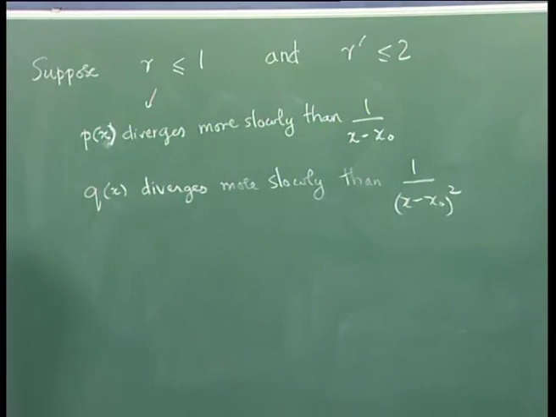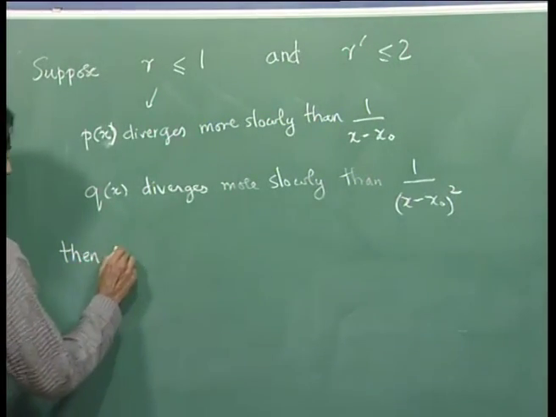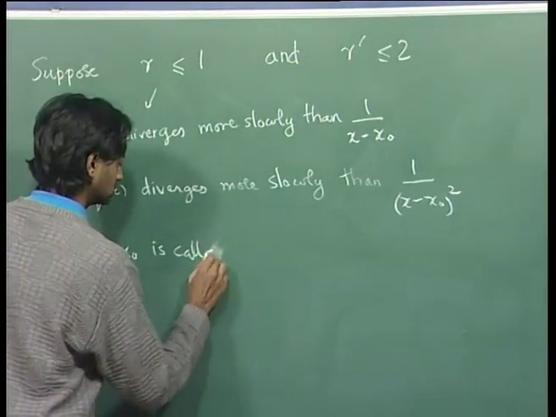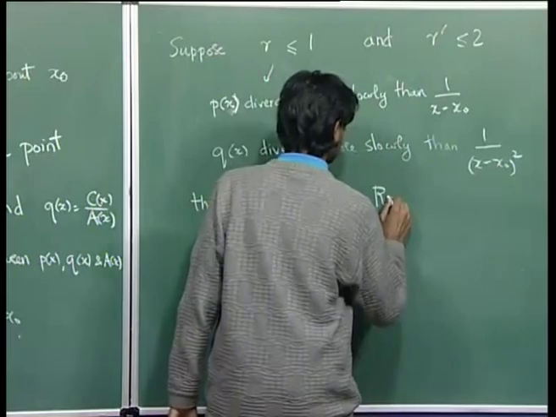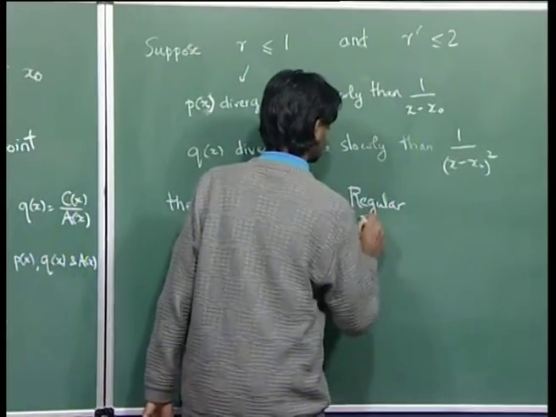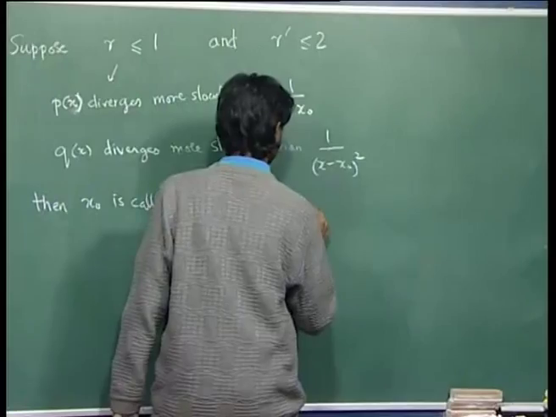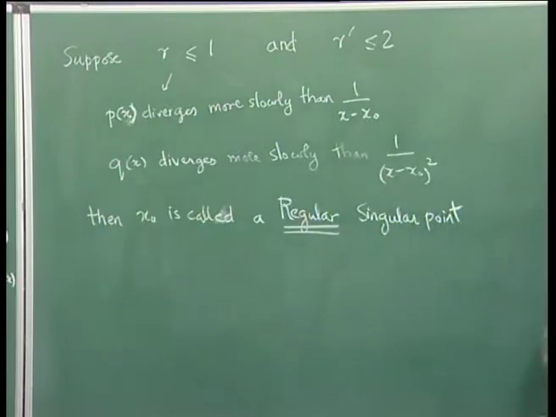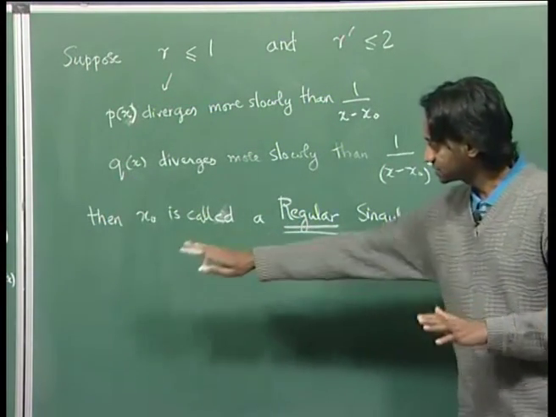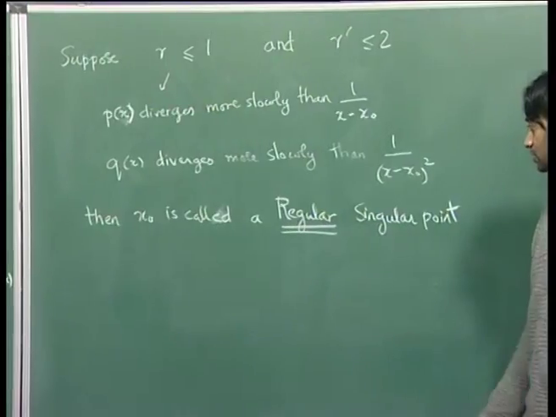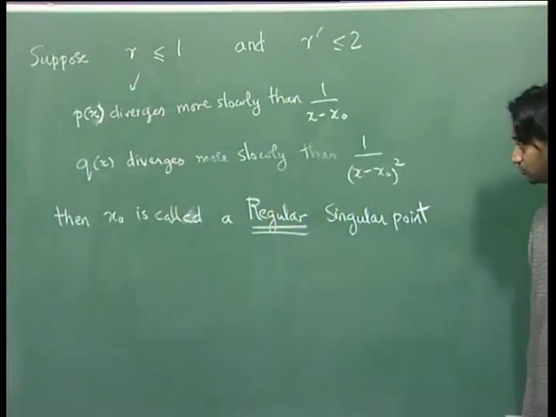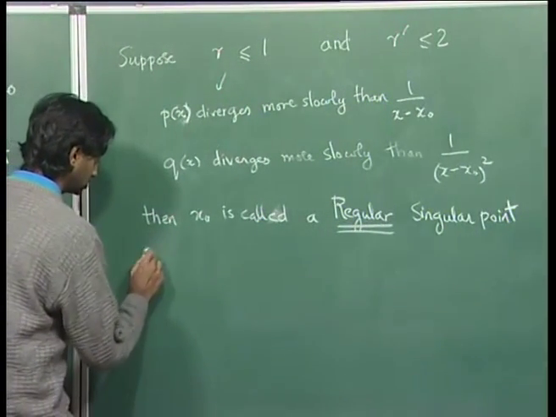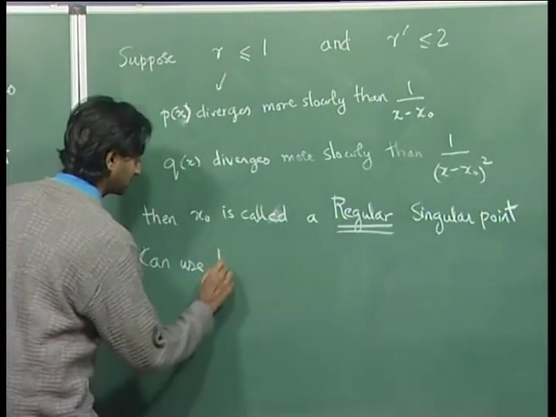Okay. So, then x 0 is called a regular singular point. Okay. If this condition is satisfied, then x 0 is called a regular singular point, and for a regular singular point you can use power series. So now you can use the modified power series method.